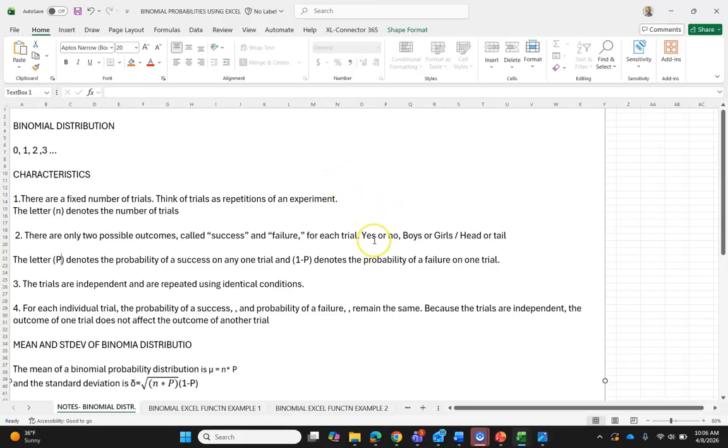The success is when you get yes, and failure is when you get no. For instance, if you are making an experiment of picking a boy or a girl, we look at the purpose, what you're looking for. If we are interested in picking a girl, then success is when you pick the girl, because that is what you're interested in. But if you pick the boy, then that is failure.